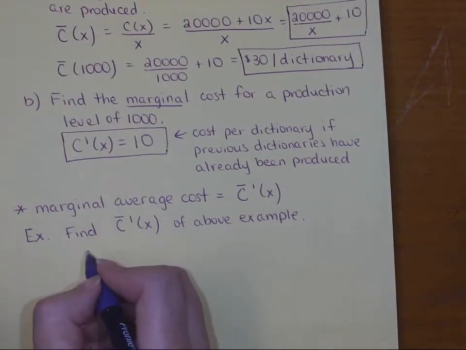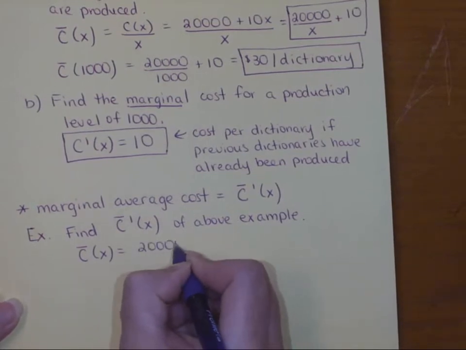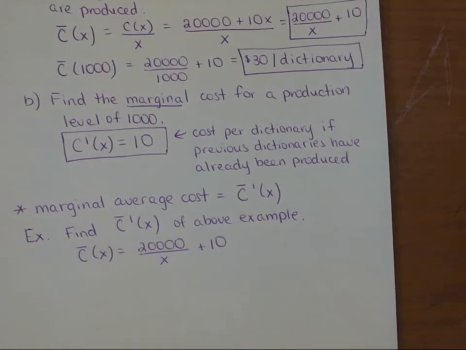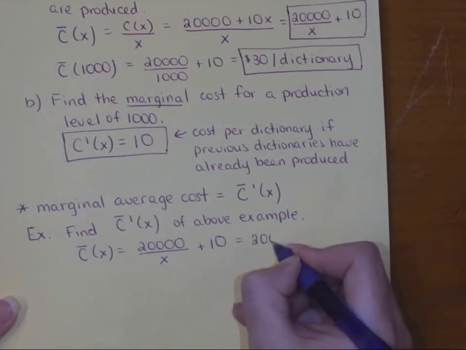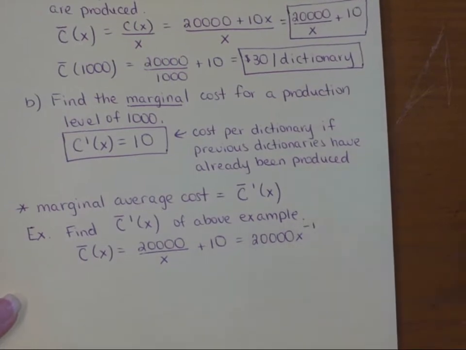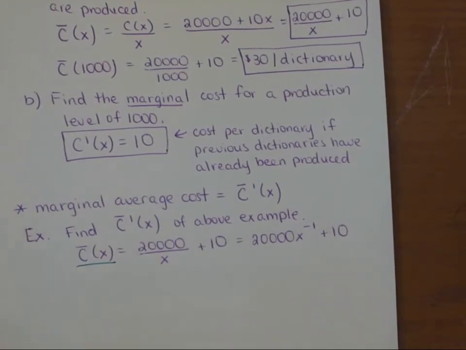So let's remind ourselves what plain old c bar of x was. Remember, we got 20,000 over x plus 10. But we're not going to be able to find the derivative of this written in this way. So we practiced some of this in the section before this. But we're going to rewrite this as 20,000 x to the negative 1 power plus 10. Okay. Notice, this is still c bar of x. I haven't done the derivative yet.